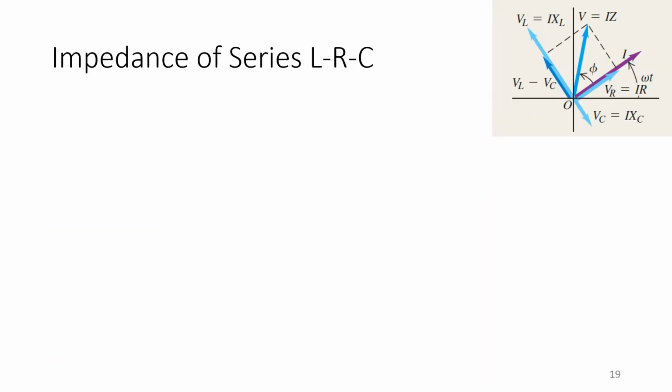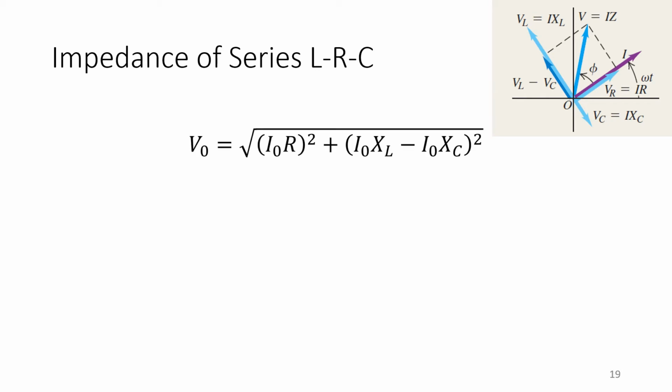The magnitude of the total voltage should then look like a distance formula as from the previous slide, with VR as the cosine phi component and VL minus VC as the sine phi component, or the vertical component. VR was already converted to I naught R from Ohm's law, and then VL is just I naught XL here, and this is VC, I naught XC.